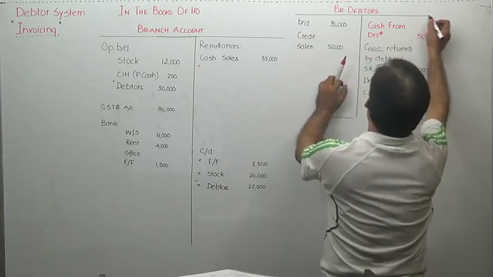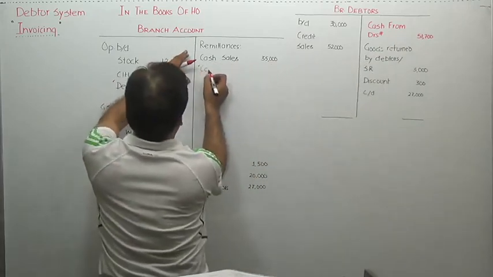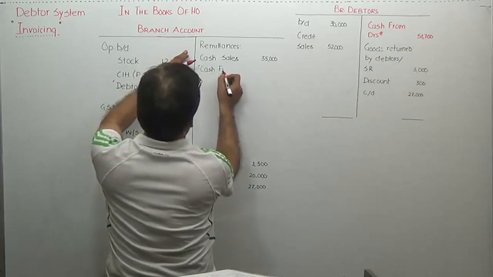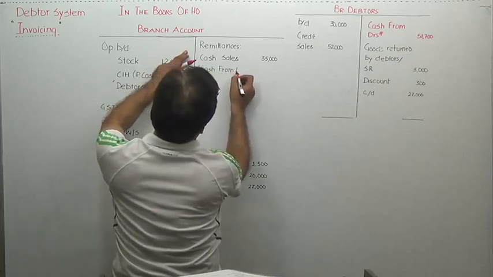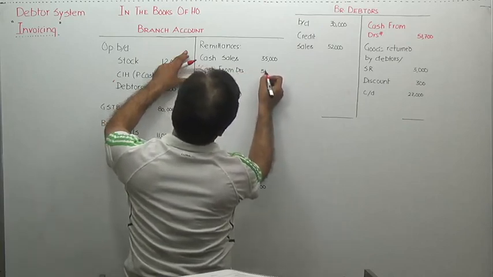Presuming that this figure is correct, now I will write this figure in the branch account, and I am going to write here by cash from debtors. Cash from debtors happens to be in this case 51,700.